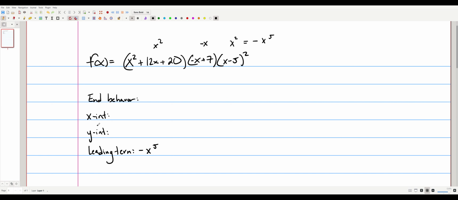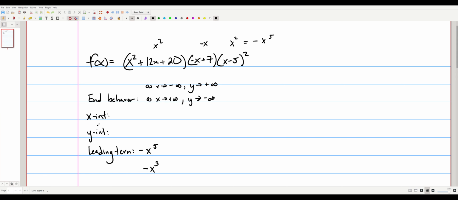And if it's negative x to the fifth, then I already know what my end behavior should be. It's the same as the end behavior for negative x cubed, because it's odd, so it's going to follow the same end behavior. And because the coefficient is negative, rather than following the behavior of x cubed, it's going to follow the end behavior of negative x cubed. So as x approaches negative infinity, y is going to approach positive infinity. And as x approaches positive infinity, y is going to approach negative infinity.